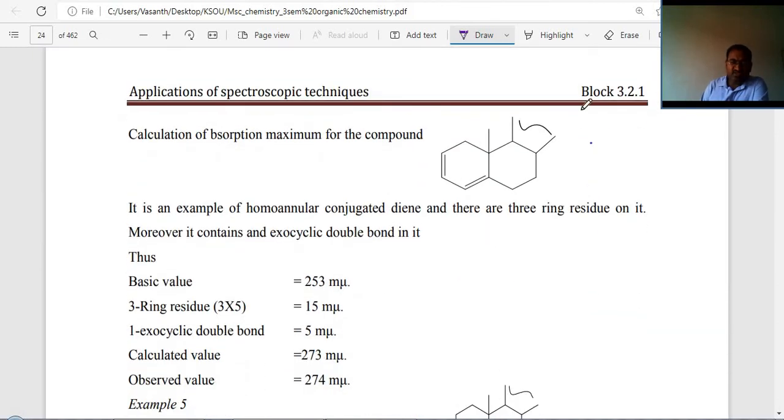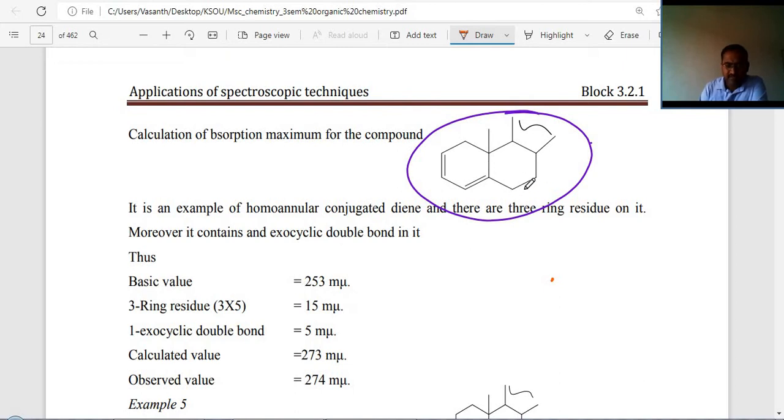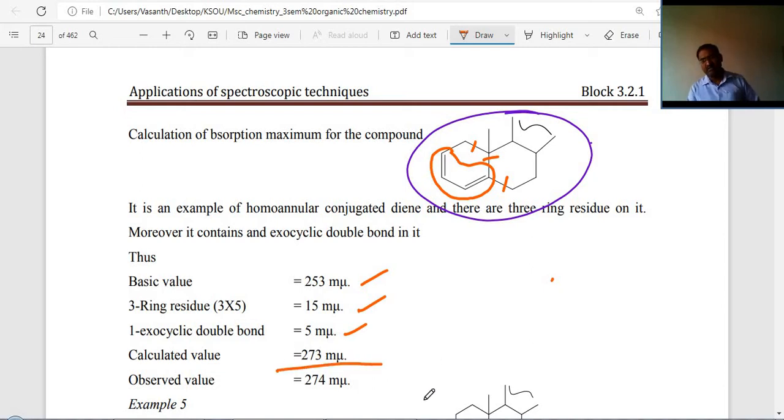What are the calculations for this molecule? Here first you see, within the ring, this is a conjugated system, 253 nanometer. 3 ring residues, 1, 2, 3, that is 3 into 5, that is 15. 1 exocyclic double bond, 5. Totally, that is 273 nanometer. The observed value is 274 nanometer.